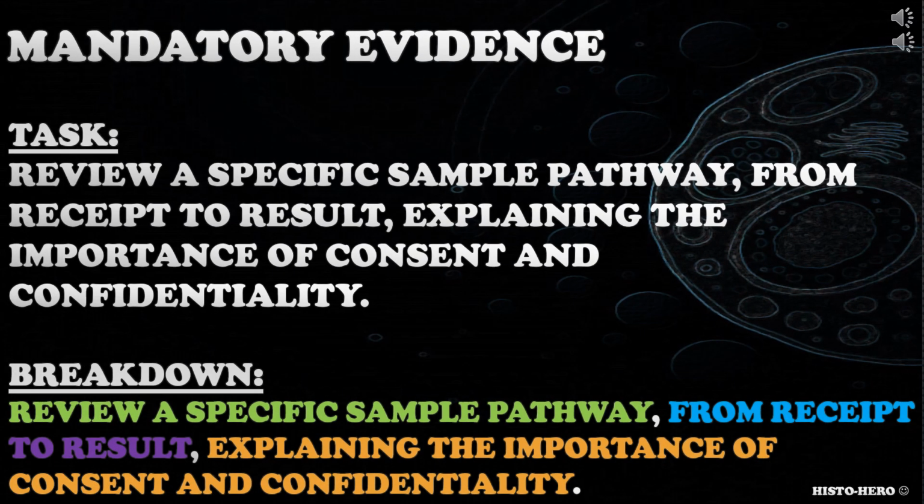This is the mandatory piece of evidence. And the task is, review a specific sample pathway, from receipt to result, explaining the importance of consent and confidentiality. So to break it down, the first part is asking you to review a specific sample pathway. What this means is that you choose an appropriate sample, and its path through the lab. The second part of the task is asking you to start the path at the specimen reception and follow it all the way through to the result.